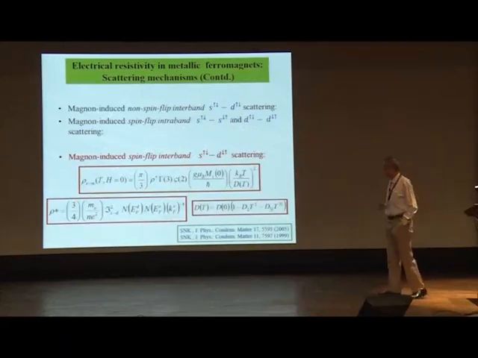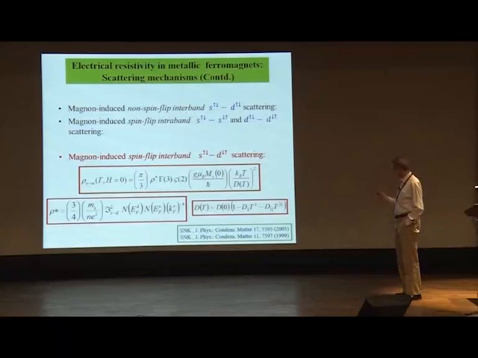Then we have magnon-induced non-spin flip interband scattering, and magnon-induced spin flip intraband and interband scattering. It turns out that this contribution is actually 2 orders of magnitude larger than these two. So I will not go into this in this talk, but it can be demonstrated that is so. And this accounts for most of the contribution coming from magnons.